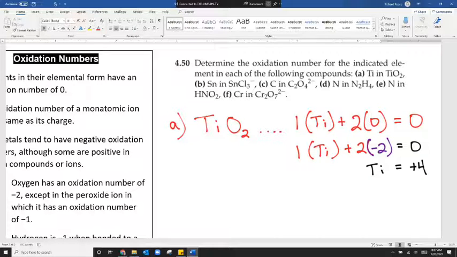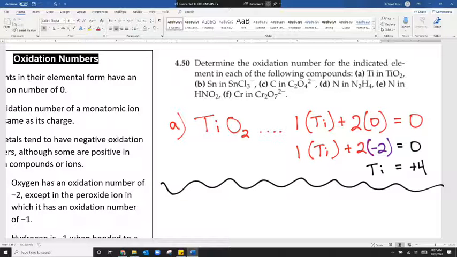That's one. You're used to doing those. You could probably do that without writing the equation out. But that's going to be helpful for us when we look at the next one. So now we have a system. We've got a pattern to follow. All right, letter B, we're looking for Sn in the polyatomic ion SnCl3 negative.